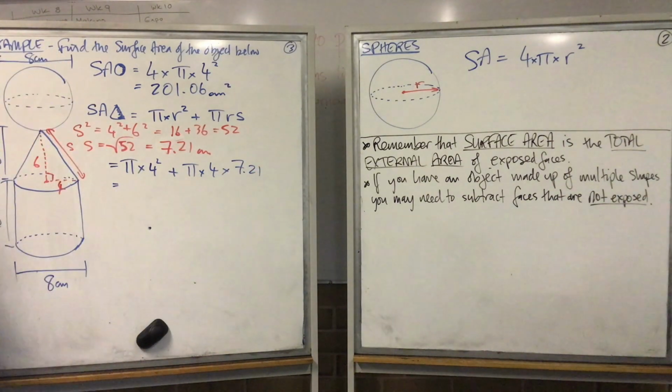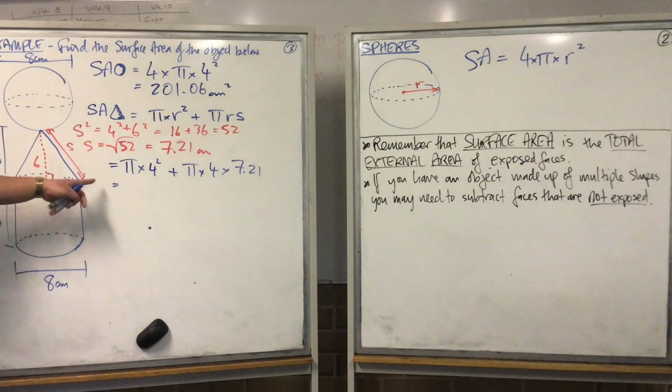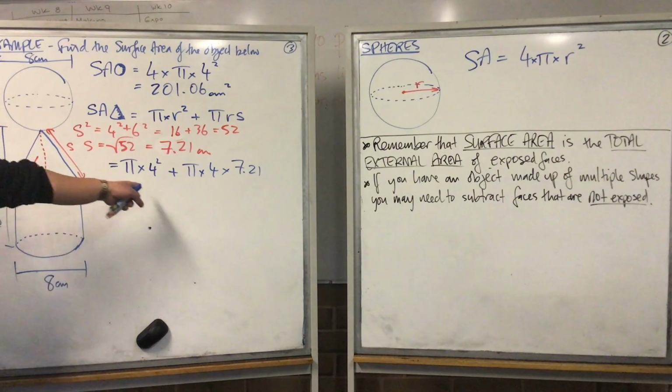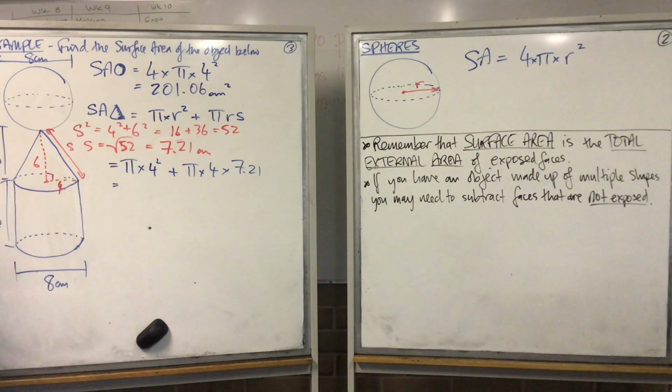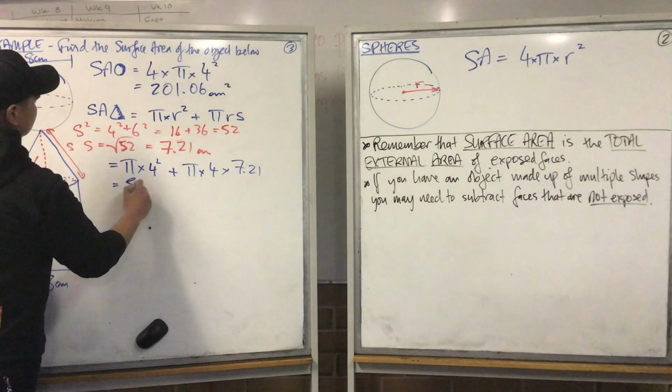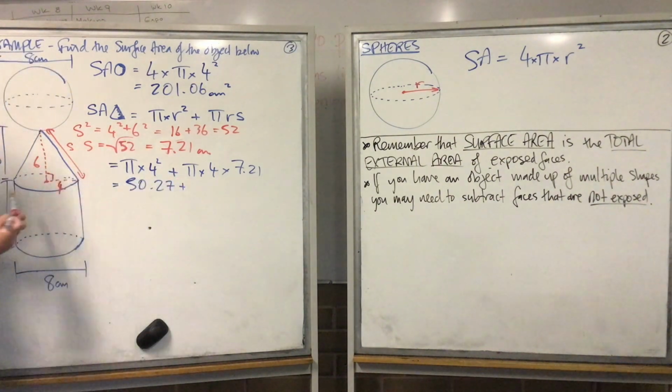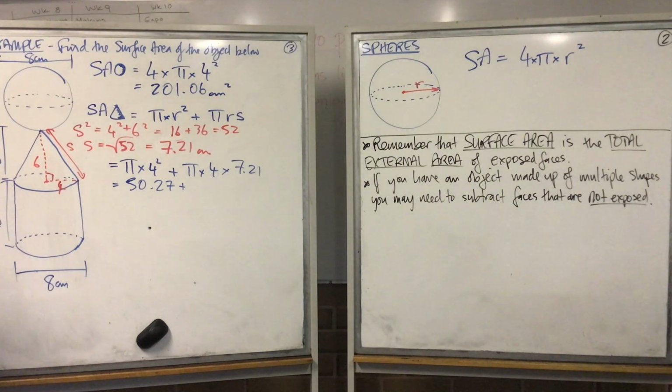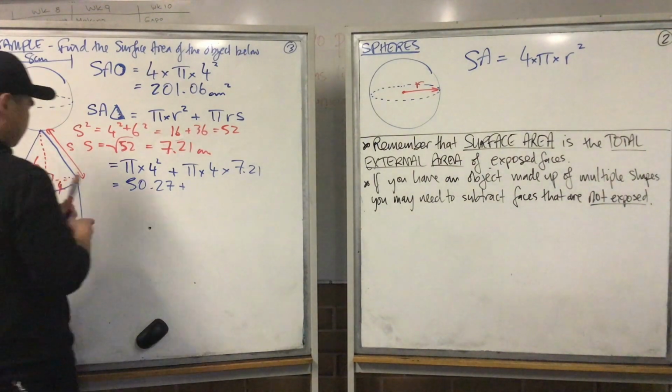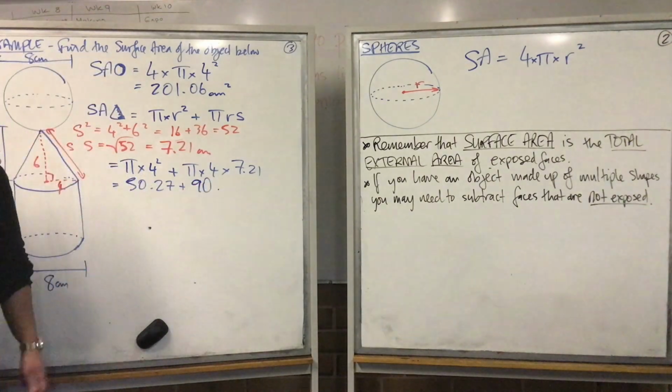You're not being tested on this, you're doing an assignment, so take your time. Don't stuff up. Are there a lot of numbers here that you could actually type incorrectly? So check that you're typing it right. 4 squared times pi is 50.27, plus, do them separately, pi times 4 times 7.21, 90.60.